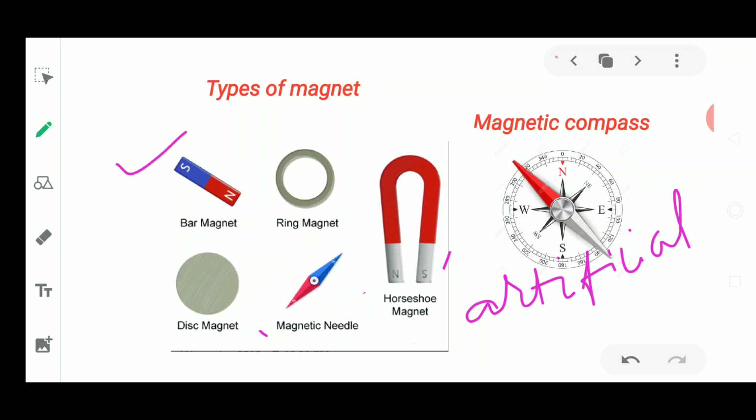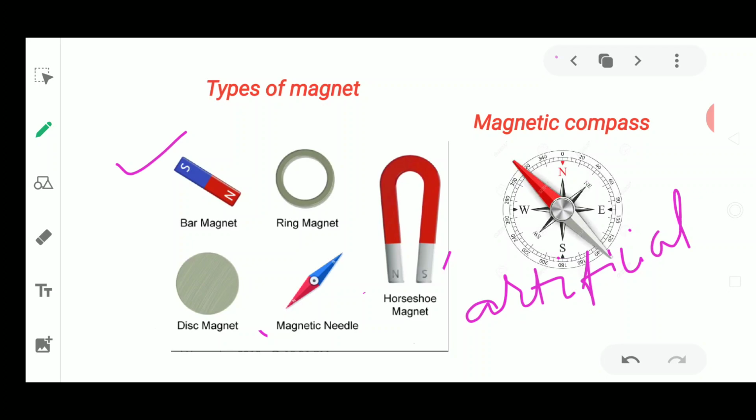Now, magnets are also of types based on their magnetic properties. One is the permanent magnet, another is the temporary magnet, which is going to lose its magnetism, and the third type is the electromagnet. Okay, this is based upon the magnetic property of the material.